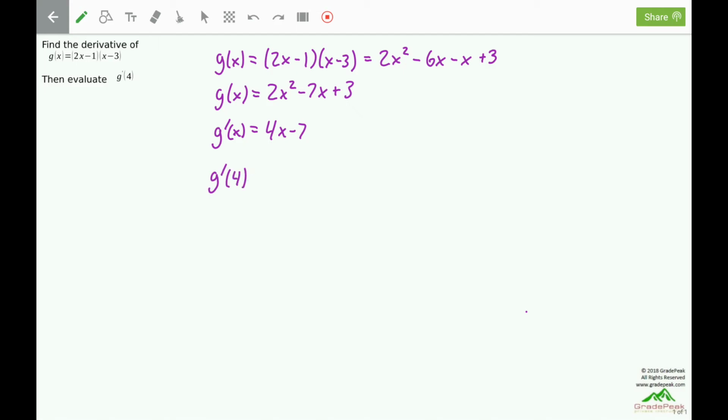The next thing to do is evaluate g prime of 4, which means to plug a 4 in for every x. 4 times 4 minus 7. 4 times 4 is 16, minus 7. 16 minus 7 comes out to 9.